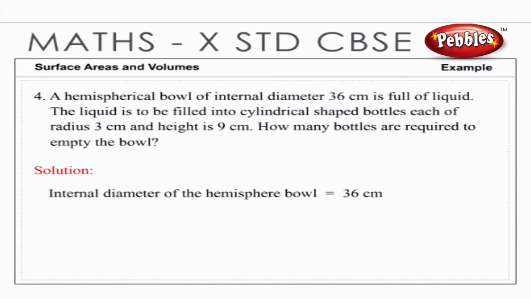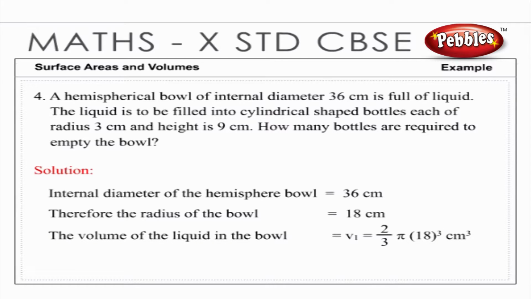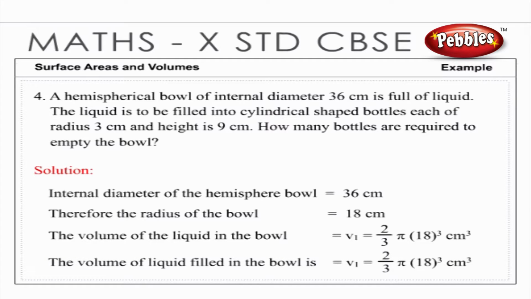Solution. Internal diameter of the hemisphere bowl is equal to 36 centimeter. Therefore, the radius of the bowl is equal to 18 centimeter. The volume of the liquid in the bowl V1 is equal to 2 by 3 pi into 18 cube centimeter cube.